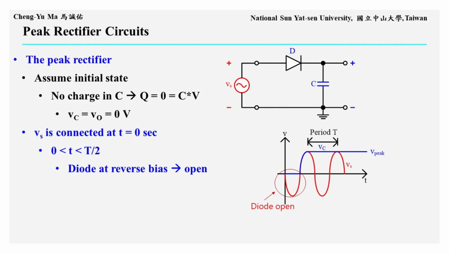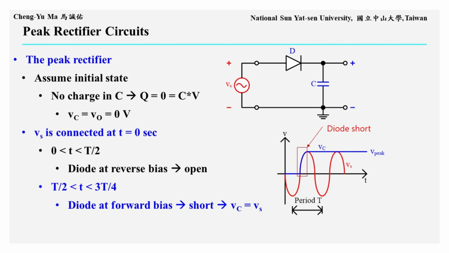During the negative half cycle, from 0 to T over 2, the diode is reverse biased and behaves as an open circuit. Therefore, no current flows into the capacitor and the capacitor voltage remains 0 volts. Next, during the positive half cycle, from T over 2 to 3T over 4, the diode becomes forward biased and behaves as a short circuit. Therefore, the capacitor voltage Vc follows the input voltage Vs. This voltage is also the cathode voltage of the diode.